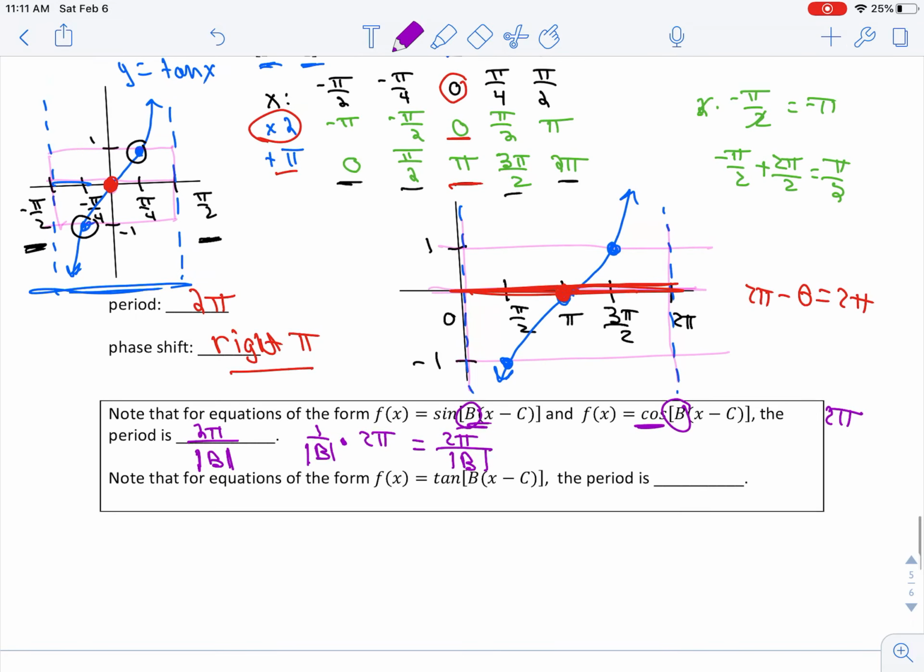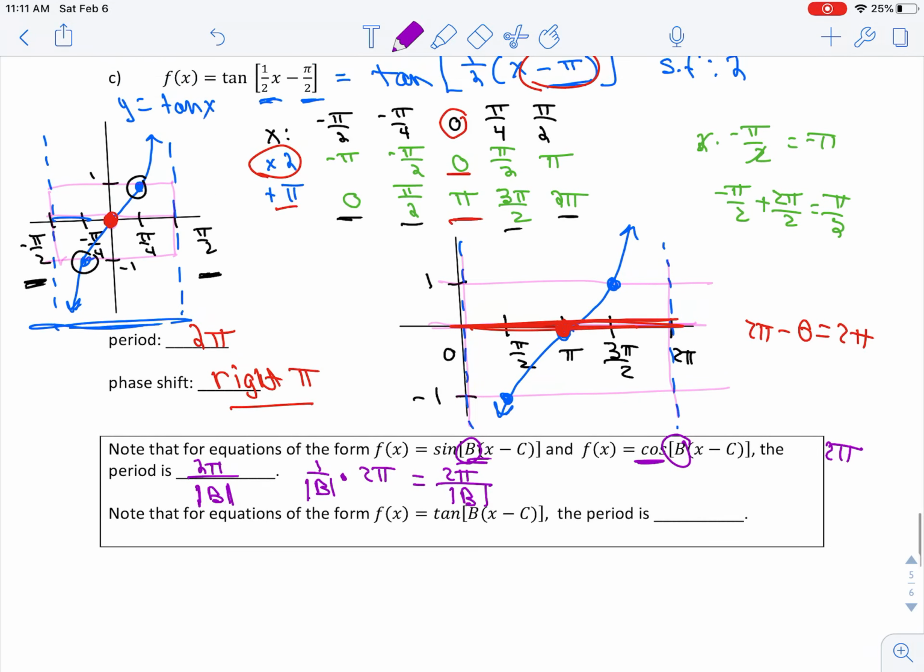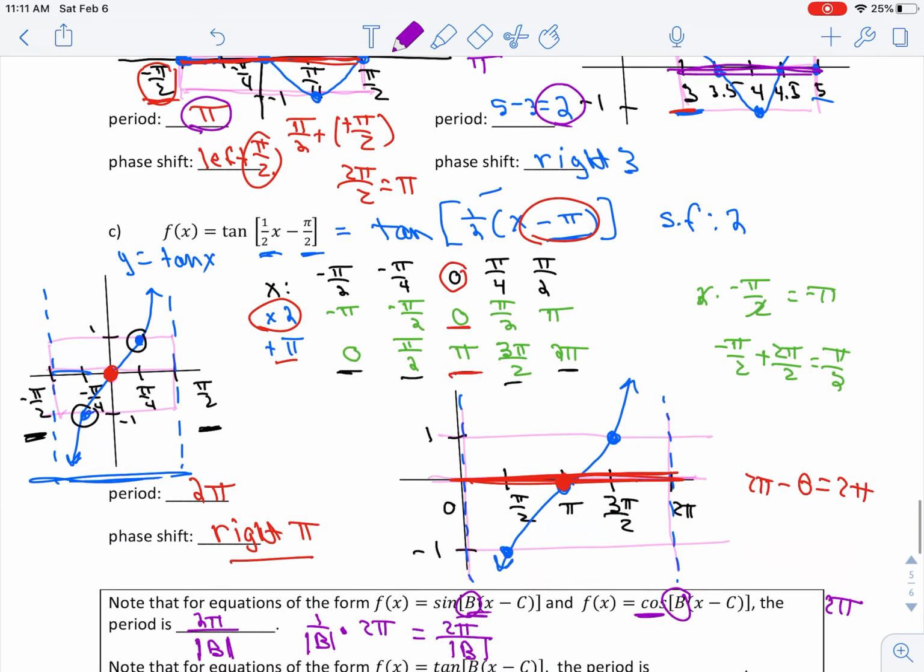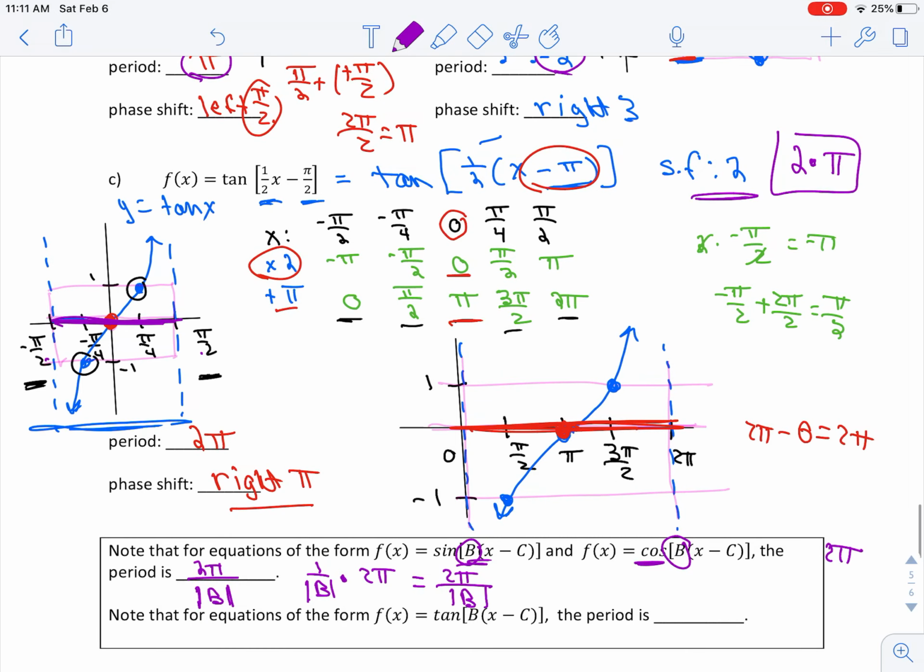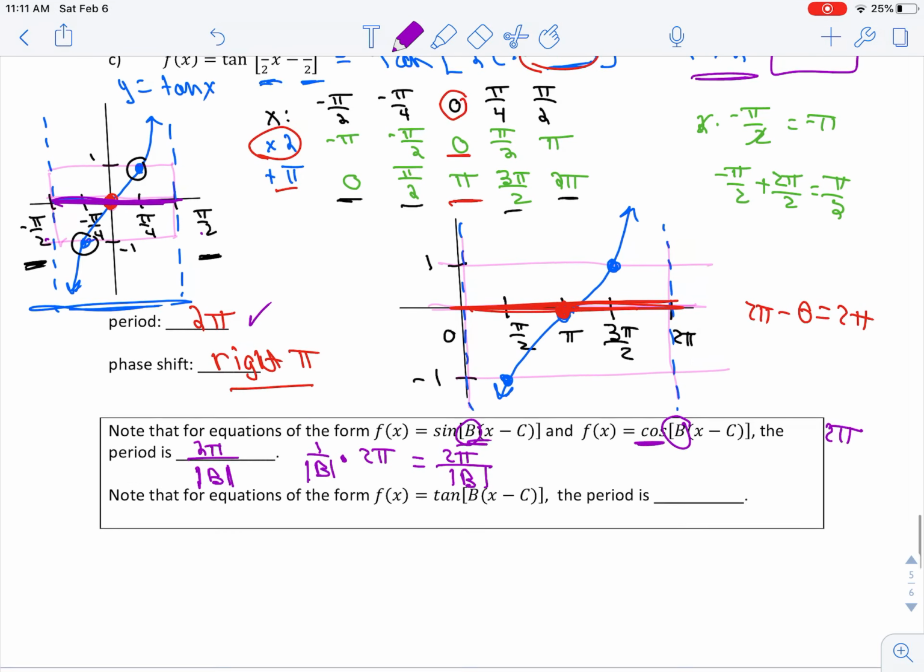Now for tangent, that one's a little bit different, because remember that the original period of tangent is pi. If we go from pi/2 to negative pi/2, that's a total of pi. So I can again do the scale factor. Notice on this one, the scale factor was 2. And so if I take the scale factor of 2 times the original period of pi, I get 2 pi, and that is the period of this one.